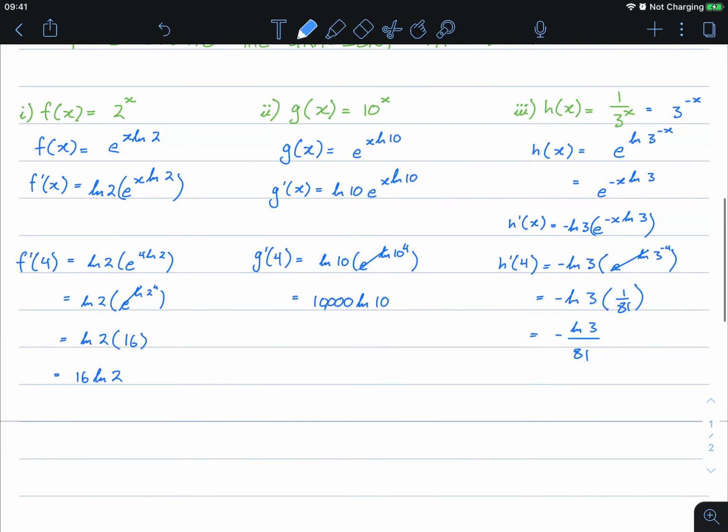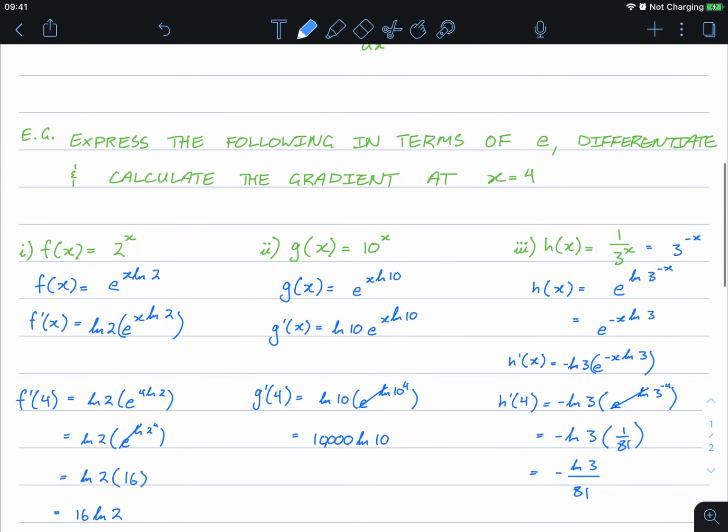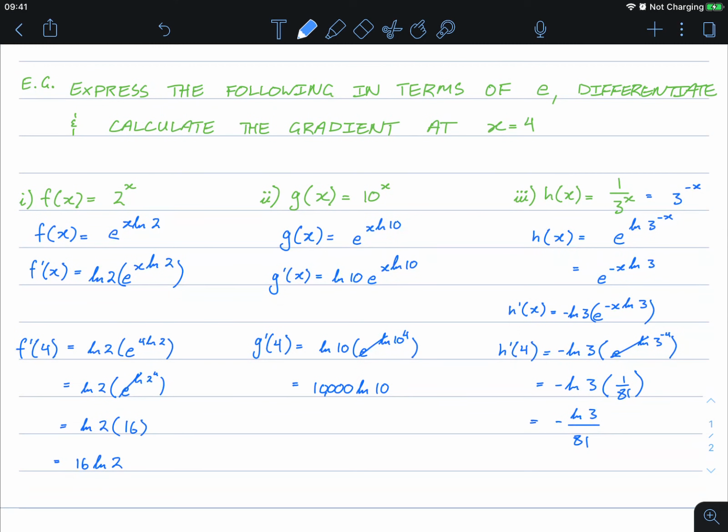Well, I hope that gave you an insight into expressing bases in terms of e in order to differentiate them.